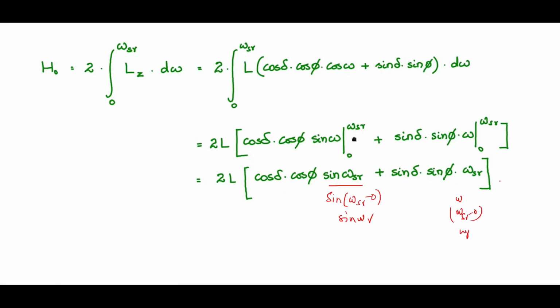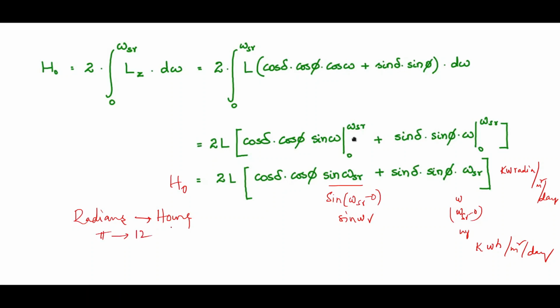But here the units of this energy H naught are in kilowatt radians per meter square per day, but we want the units as kilowatt hour per meter square per day. So we need to convert radians into hours. That is possible by a conversion factor. For pi radians there are 12 hours. For 1 radian there will be 12 by pi hours. So for omega radians there will be 12 by pi into omega hours.